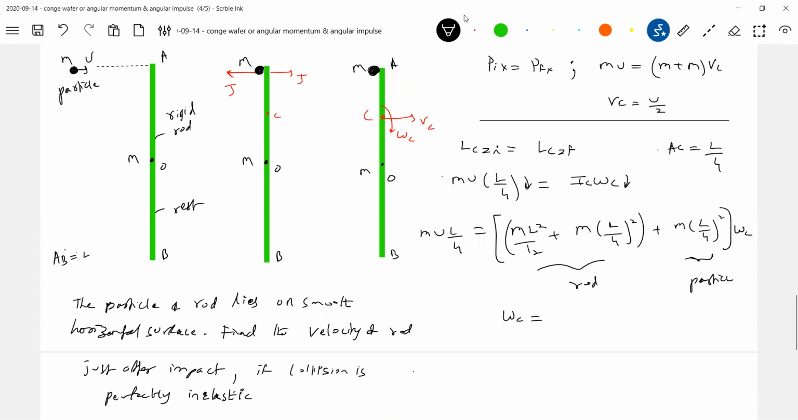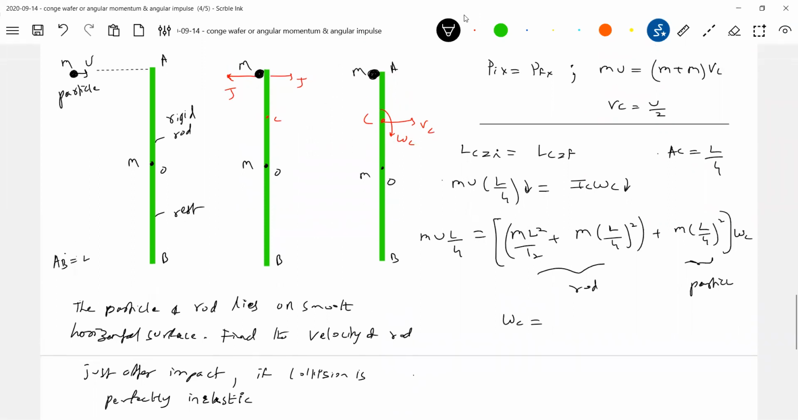What is the velocity of point A after collision? Can we find that out also? The velocity of point A after collision will be L by 4 omega C plus Vc. What is the velocity of point B? Vc minus 3L by 4 omega C. Like this, you can define the speed of any point.